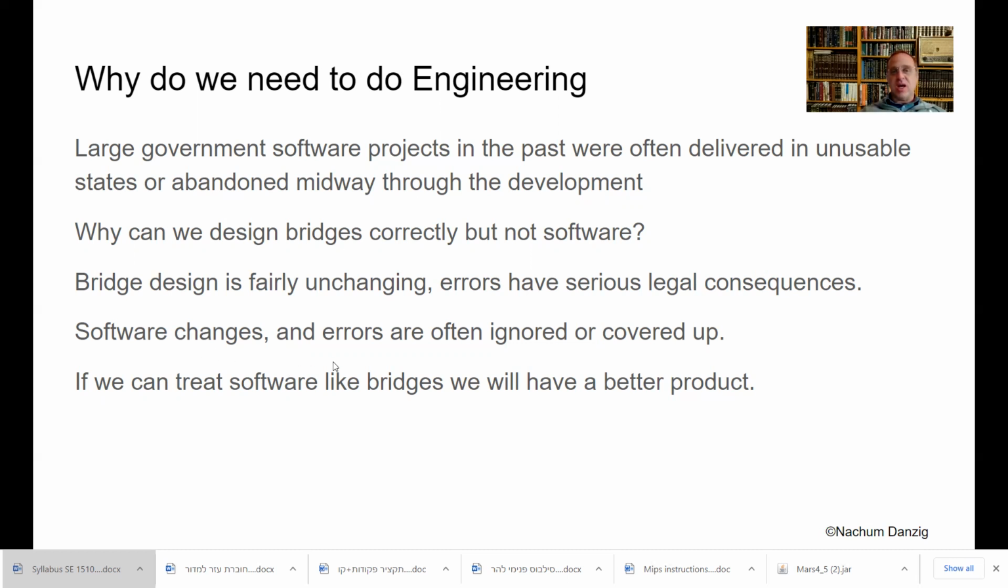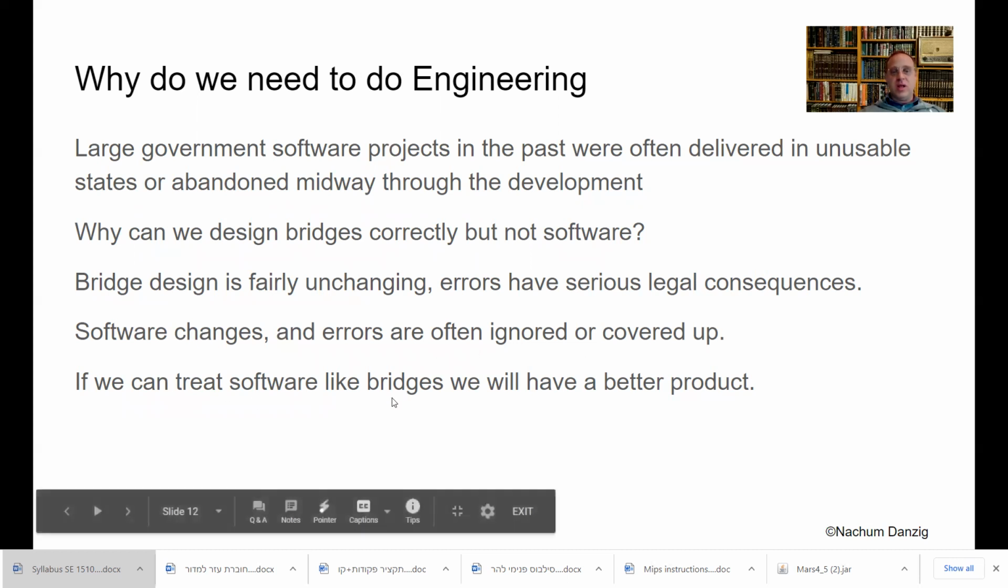Software also changes, and errors are often ignored or covered up. So you can hide an error more easily than you can in a bridge. And also, you may change it midway through. In the middle, you may say, "Oh no, we need this," and you don't do it, and that can cause it to not work properly. Now the design was already designed for a different thing.